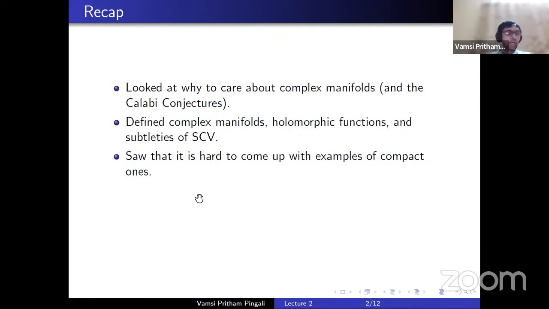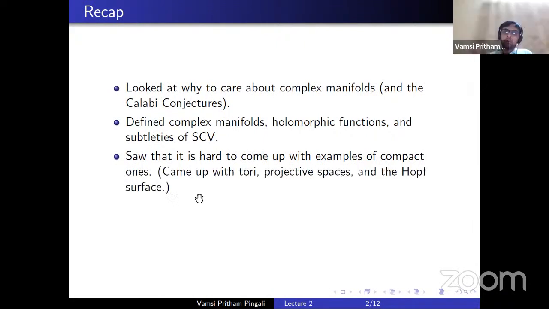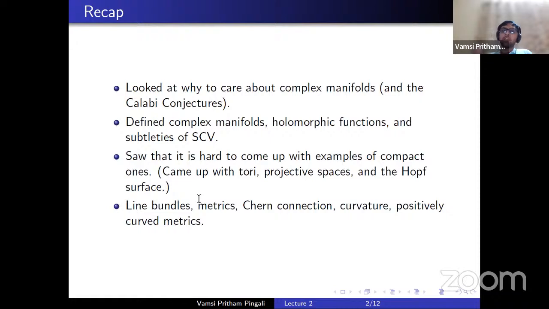So we saw that it was hard to come up with examples of compact complex manifolds, as opposed to, say, real smooth manifolds. Nonetheless, we came up with examples by the quotient construction, namely tori, projective spaces CPN, and the Hopf surface, which is a quotient of C2 minus the origin. Then we saw that we could come up with lots of examples of submanifolds of projective spaces by taking a bunch of homogeneous polynomials and setting them to 0. And if you're lucky, such an object will be a submanifold.